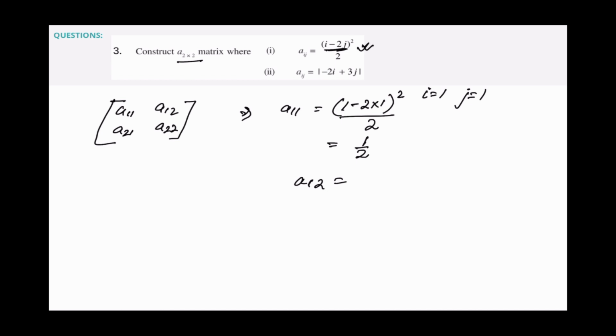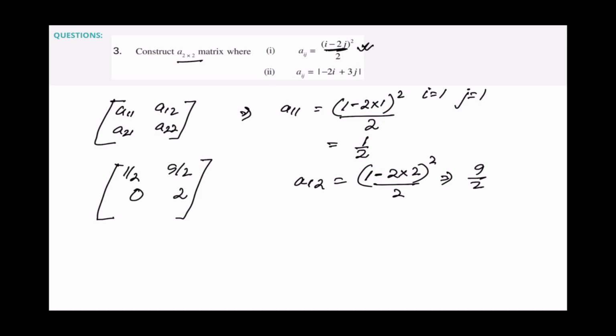Now, what about A12? I won't show all of it. I'm just showing you the pattern and then I'll put the answer. So you pause the video, solve it yourself, and check with the answer. A12: 1 minus 2 into 2, then whole square by 2. So 1 minus 4, that is minus 3. Minus 3 square is 9. So 9 by 2. Clear? Now the rest, you pause it here. I'm just putting up the answer. Half, 9 by 2, 0, 2.